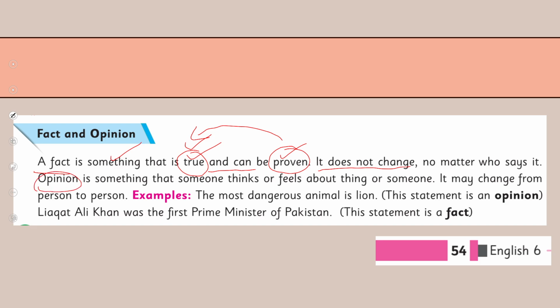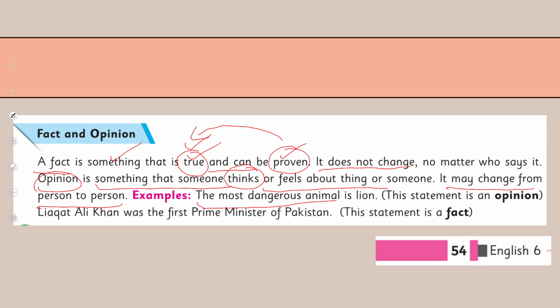Opinion, on the other hand, is something that someone thinks or feels about a thing or someone. So it means that it may change from person to person. Every person has an opinion. Every person thinks and feels about something or someone in a different way, and that would be their opinion. Let's look at some examples.